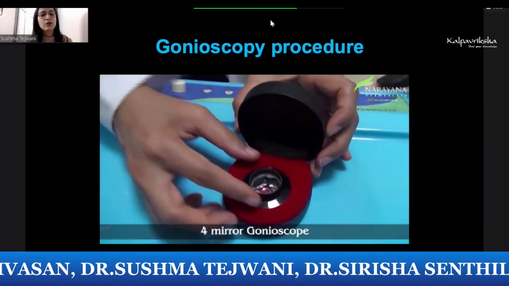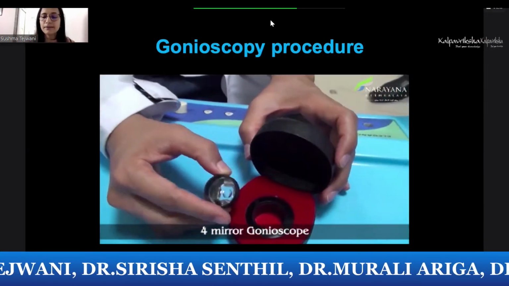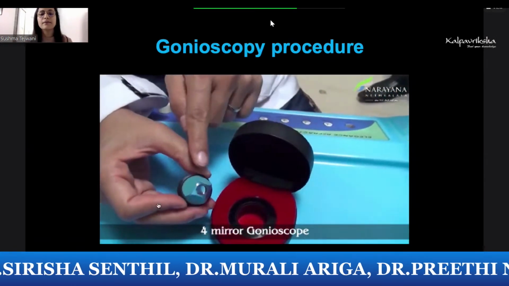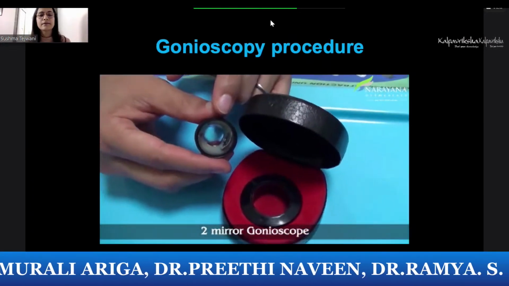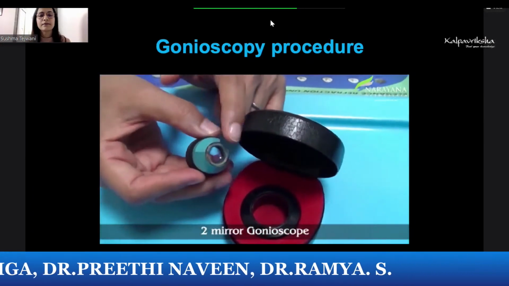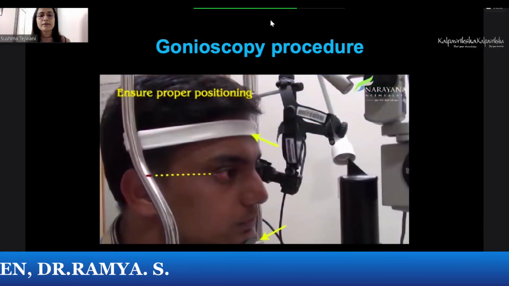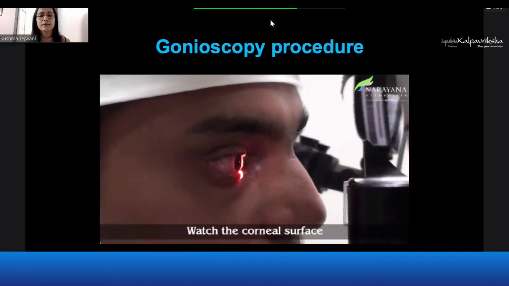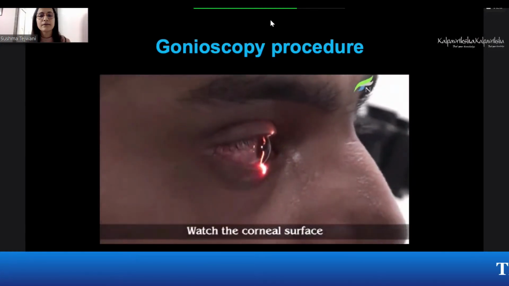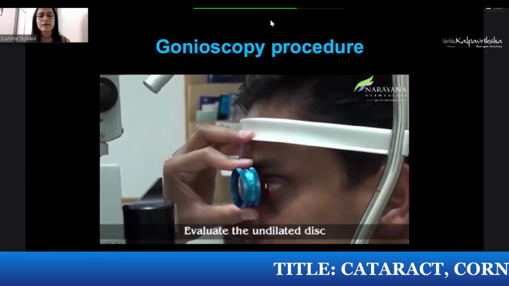So I'm taking you through a technique now. Indirect gonioscopy is done with a four-mirror lens that has a contact surface smaller than the corneal diameter, whereas this is the two-mirror lens that has a concave surface and is larger than the corneal diameter. To perform gonioscopy, position the patient appropriately on the slit lamp, examine the ocular surface, and note the condition of the optic nerve with an undilated pupil.